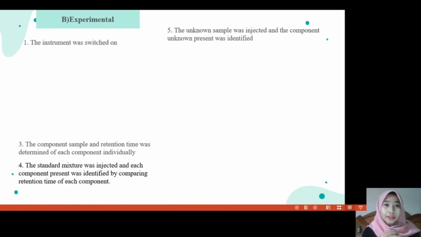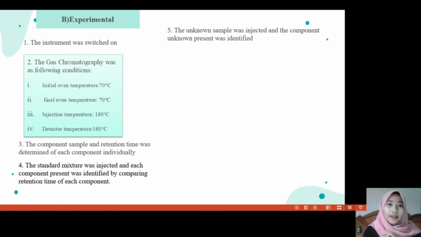The second part of the procedure is the experimental part. The first step is the instrument was switched on. Then the conditions of the gas chromatography were set as shown in the slide. Then the retention time of each component was determined individually. The standard mixture was injected and each component present was identified by comparing the retention time of each component. Next, the unknown sample was injected and the components present in the unknown were identified.